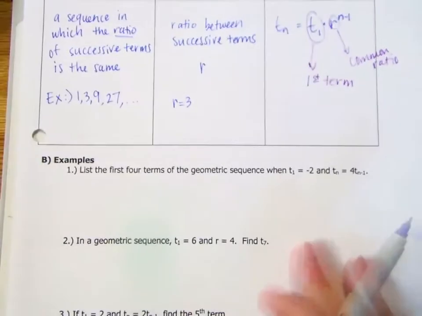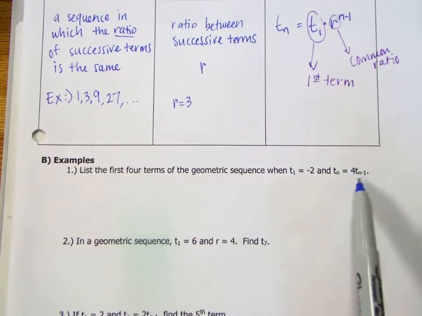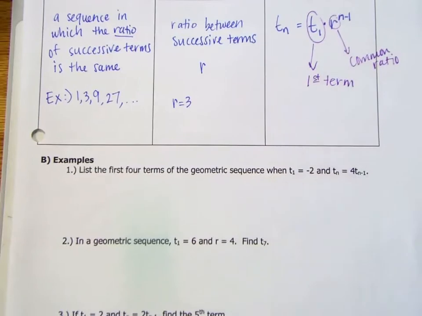So let's look at some examples here. First example says, list the first 4 terms of the geometric sequence defined by t sub 1 equals negative 2 and t sub n equals 4 times t sub n minus 1. So this is a geometric sequence written in a recursive formula.